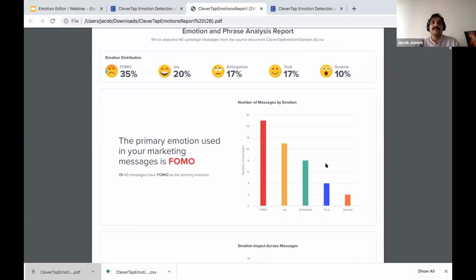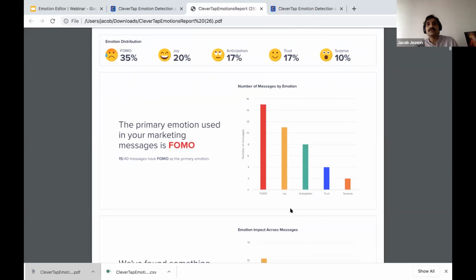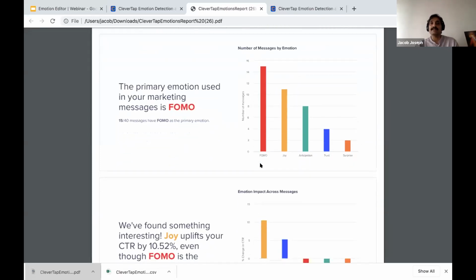The next bit of information is, you might have 35% FOMO on average, but what is your dominant message? That means the highest emotion in a specific message. Here, out of 40, in 15 FOMO was the dominant emotion. Now this may be different for different apps. Sometimes we have seen that even though the distribution says 35% was FOMO, if you look at dominant, it was even higher than that. So FOMO was generally dominant in most of your messages. In many cases, we have seen those kinds of insights.